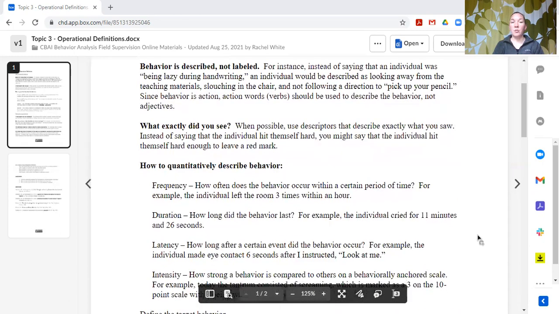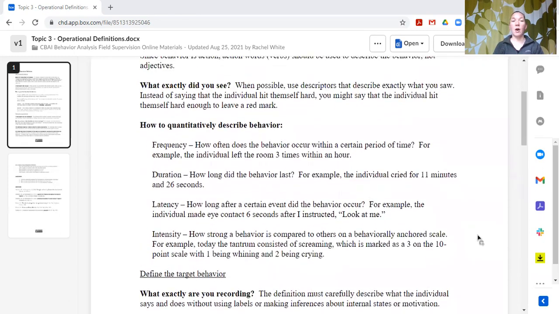When we are describing behaviors, we want to talk about how we quantitatively describe the behaviors. How do we put some measurements on behaviors? And there are 4 main ways to quantitatively describe behavior. The first is frequency. How often does the behavior occur? That can be within a certain period of time, for example, within a math class or within an hour. So how many times does that behavior occur?